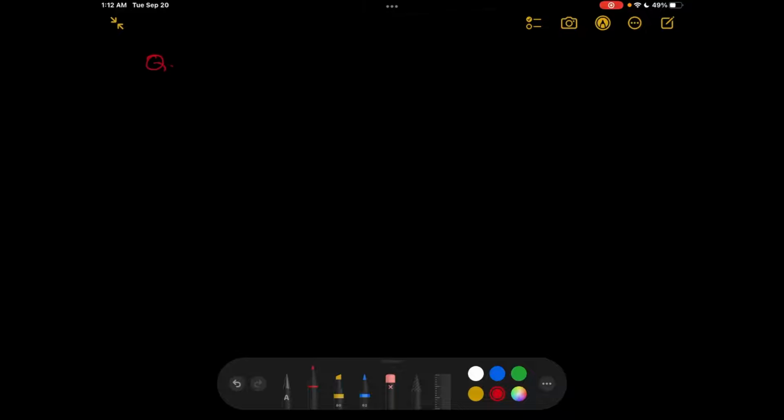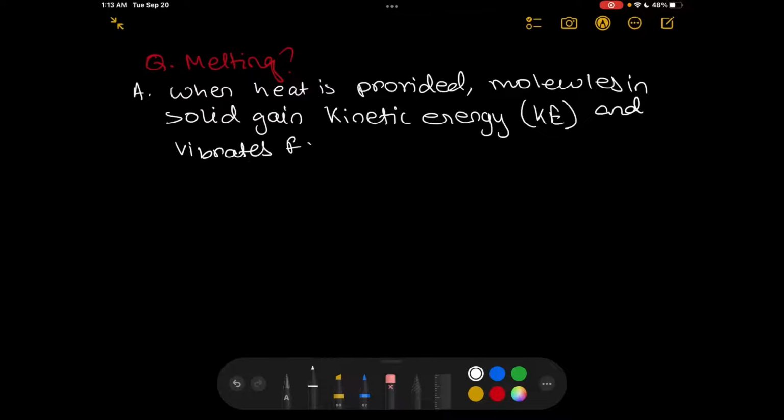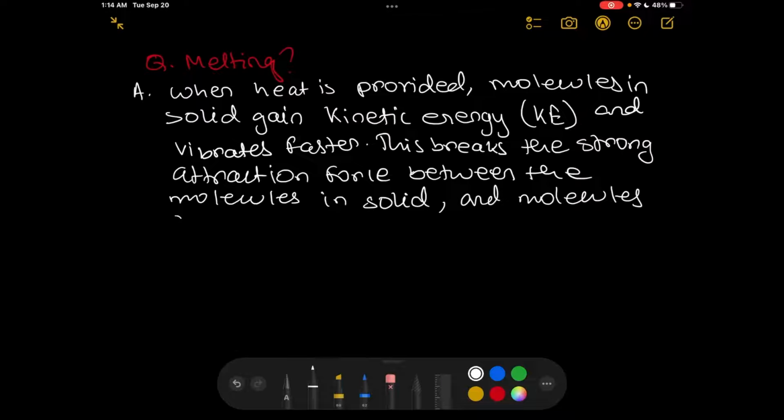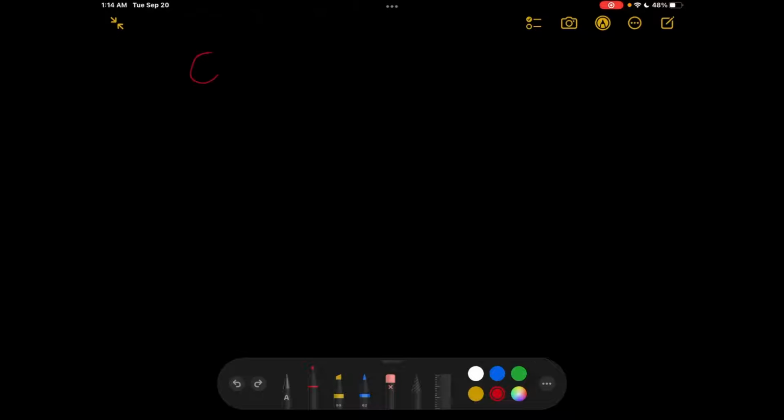Now, how does exactly melting occur? When heat is provided, molecules in solids gain kinetic energy, or also known as KE, and vibrate faster. This breaks the strong attraction force between the molecules in solids, and molecules are now able to move around, forming liquids. The point where this occurs is called the melting point.